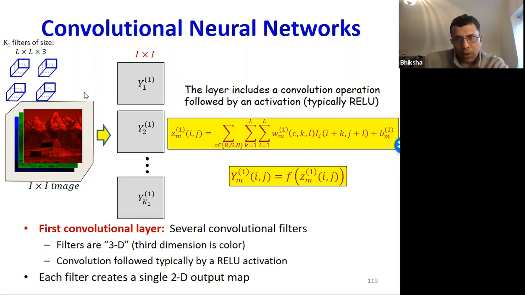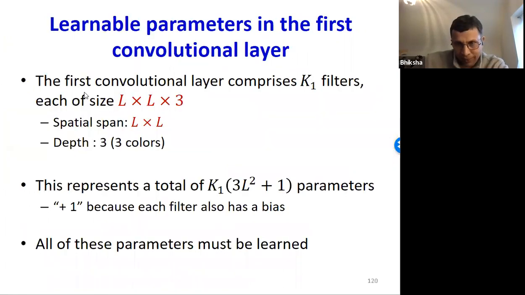And so, again, to reiterate, these are all the learnable parameters in the first convolutional layer. We have 3L squared plus 1 parameters per filter. You have K1 filters. So you have K1 times (3L squared plus 1) parameters in just the first convolutional layer.